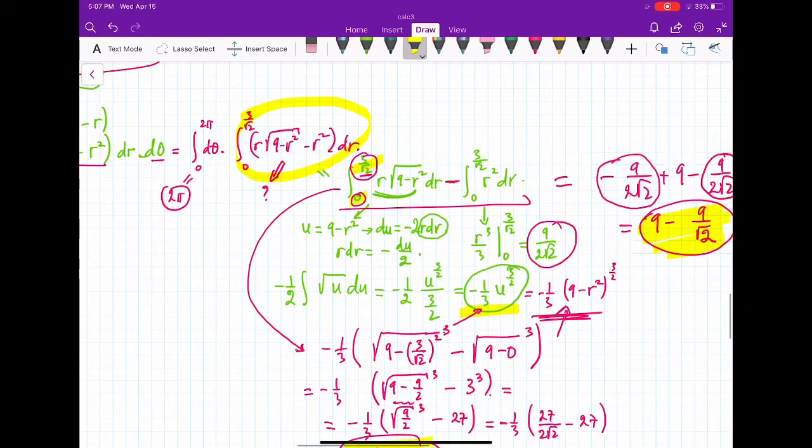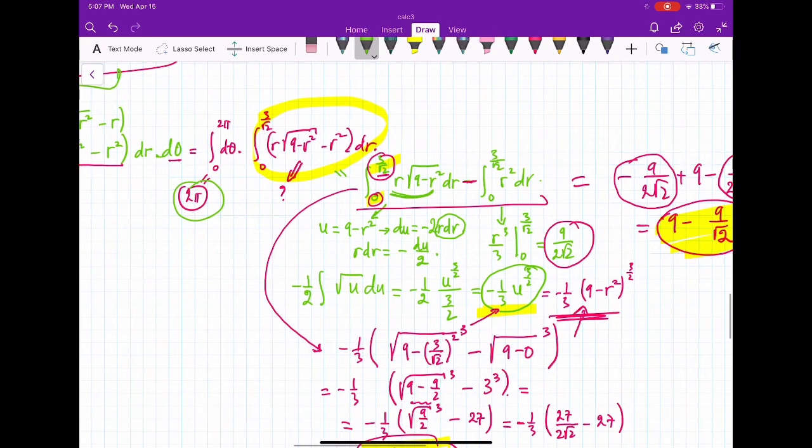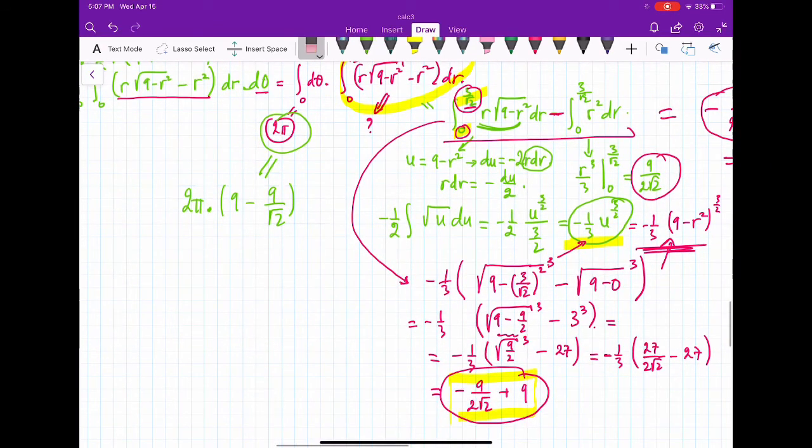Okay. Now we multiply that number with 2 pi, we get the answer. So let me multiply this. 2 pi times 9 minus 9 over square root of 2. You get 9 pi and you multiply 2, right? You bring 2 into the parentheses. You get 2 minus square root of 2. And that is the final answer. That is the volume of our solid region.